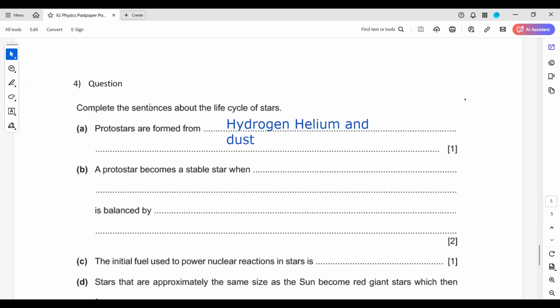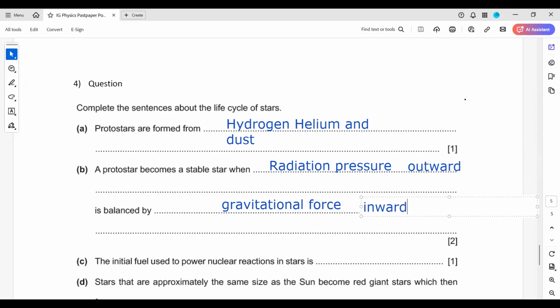The next is: a protostar becomes a stable star when the outward and inward forces are equal, when the radiation pressure equals the gravitational force. When the radiation pressure, which is outward, balances with the gravitational force, which is inward, the star will be a main sequence star.